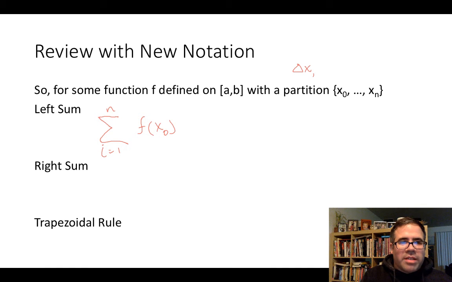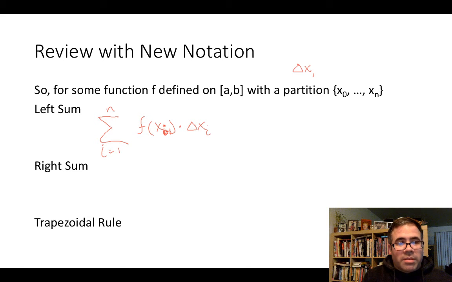But since we have the i notation, we're going to have to change that to x sub i minus 1. So if we're on the first one, we need to get 1 less, so it'd be x sub 0. On the second one, we'll have x1, right? So this is f of x sub i minus 1, times the corresponding length of the subinterval, so delta x sub i. And this is a great way of expressing a left sum.